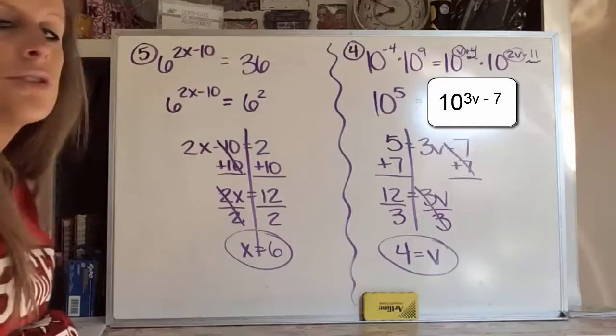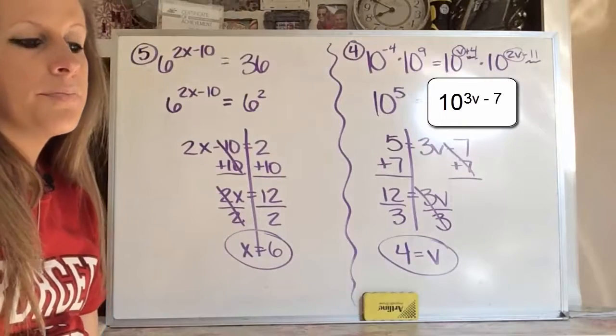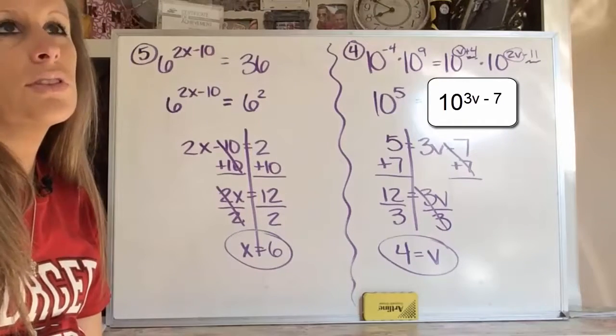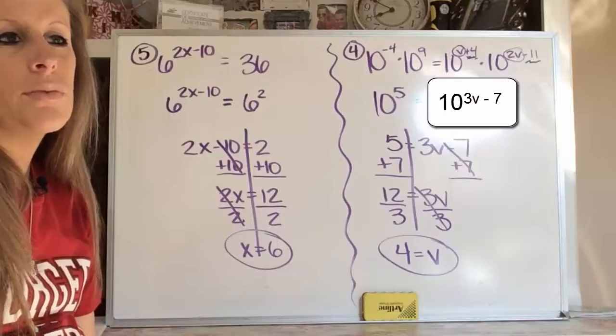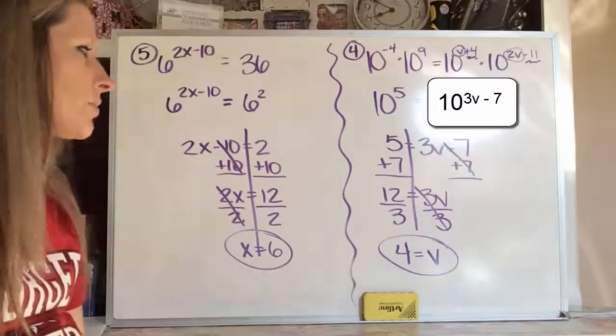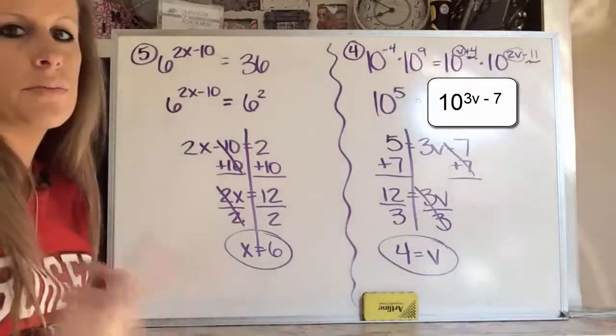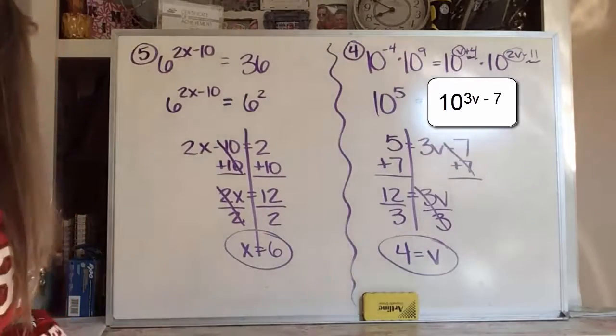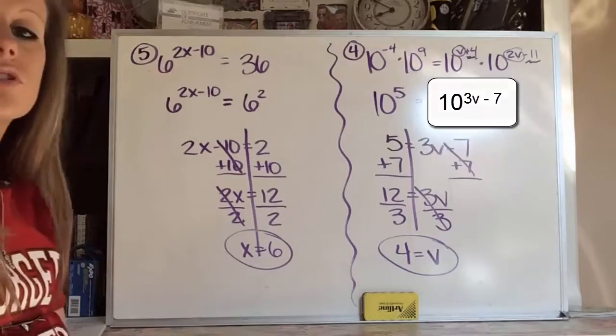Okay, so I want you to try number 6. I'll give you 30 seconds, and then we'll check. I'm not giving you very long because you just need to keep rolling. So do the best you can, and we'll check here in a second.